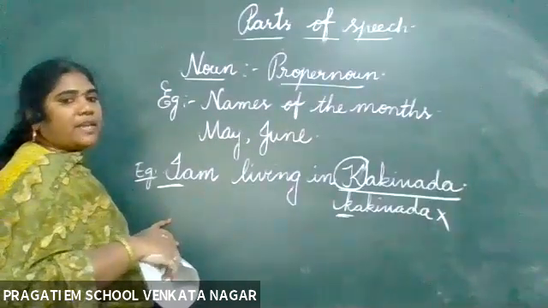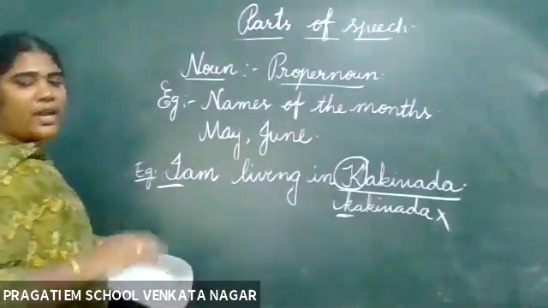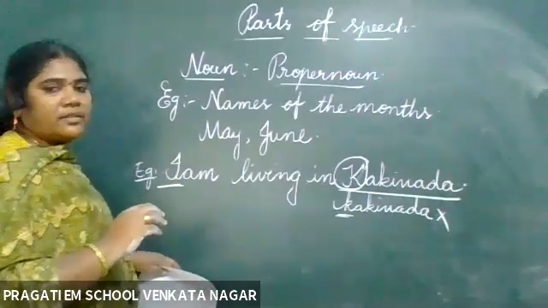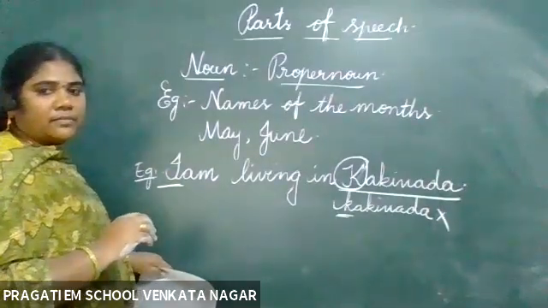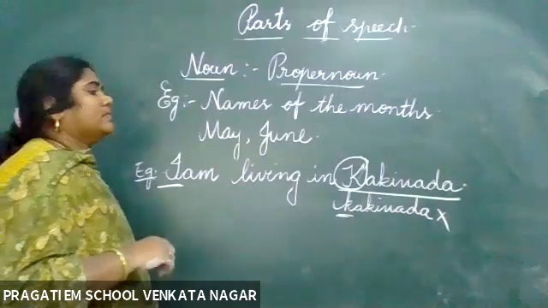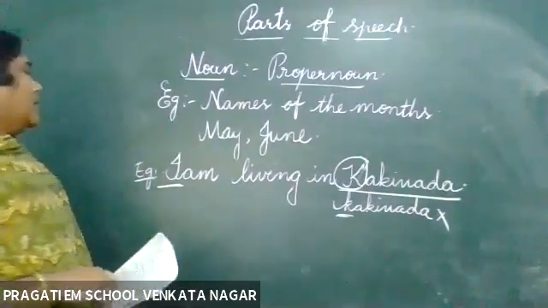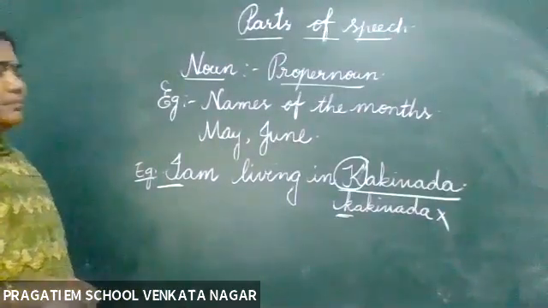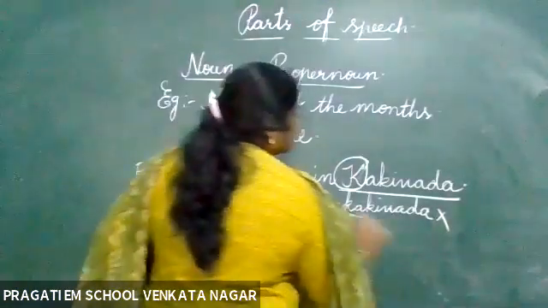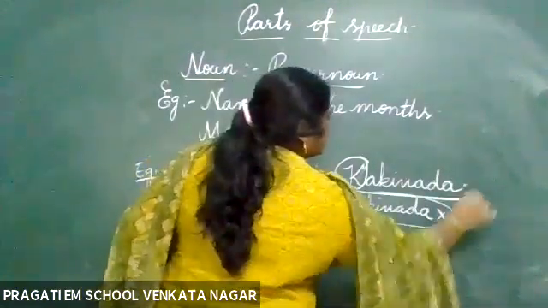Proper nouns, even though in the middle of the sentence also you have to use only capital letters. I'm living in Kakinada. So don't write this. This is a wrong sentence. Write like this.